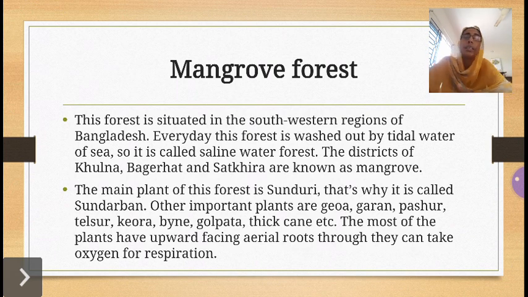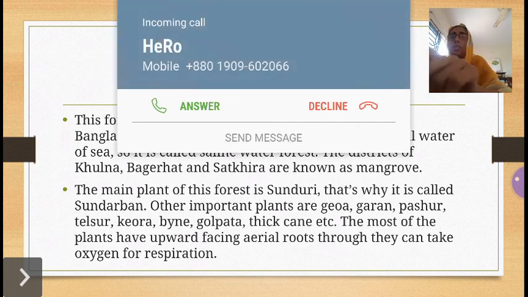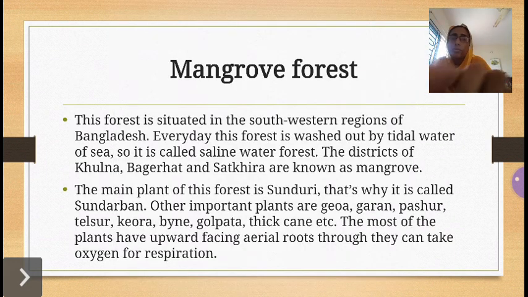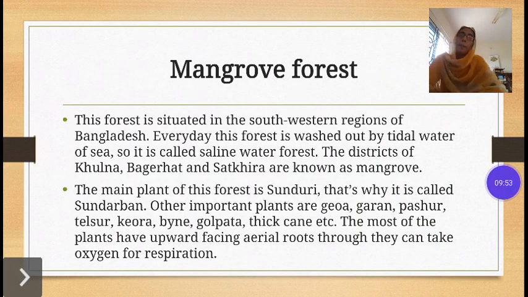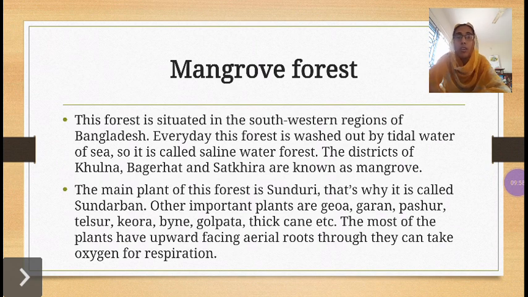Okay, and then comes another well-known forest, the mangrove forest, or we can say the Sundarban forest. This forest is located in the southwestern region of Bangladesh. Every day this forest is washed by the tidal water of the sea, so it is called a saline water forest. The districts included in this mangrove forest are Khulna, Bagerhat and Satkhira. The main tree of this forest, I think all of you know, is Sundari. That's why it is called Sundarban forest. Other important trees are Gawa, Goran, Poshur, Telsur, Kaura, Bine, Gulpata, Thikken, etc.